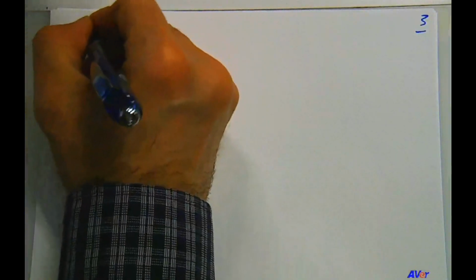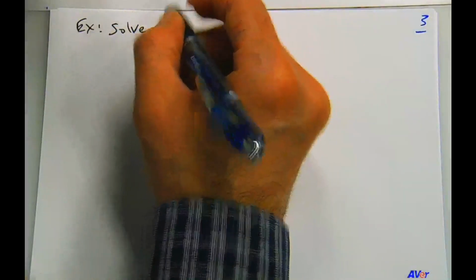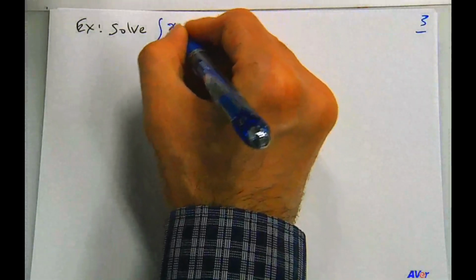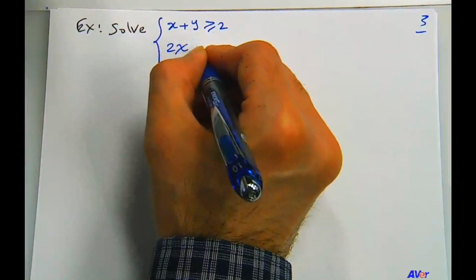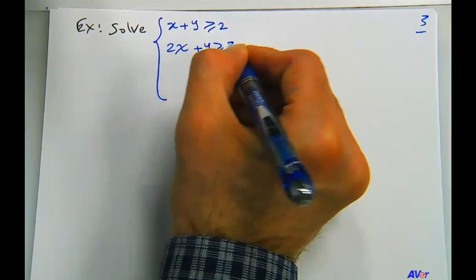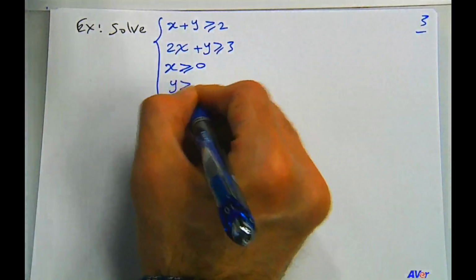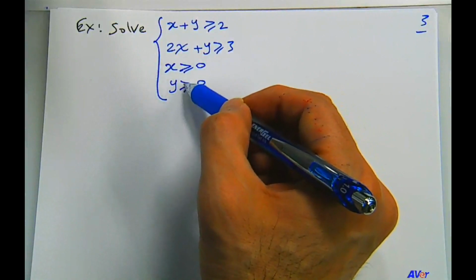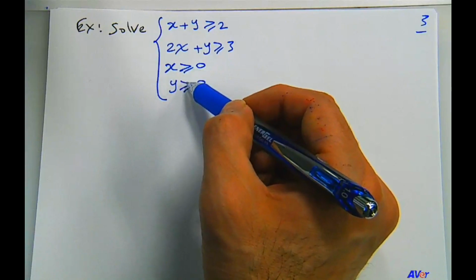Suppose now we want to solve this system of linear inequalities. We have x plus y greater than or equal to 2, 2x plus y greater than or equal to 3, x greater than or equal to 0, y greater than or equal to 0. So here, the significance of these last two small inequalities is that we want to keep everything positive.